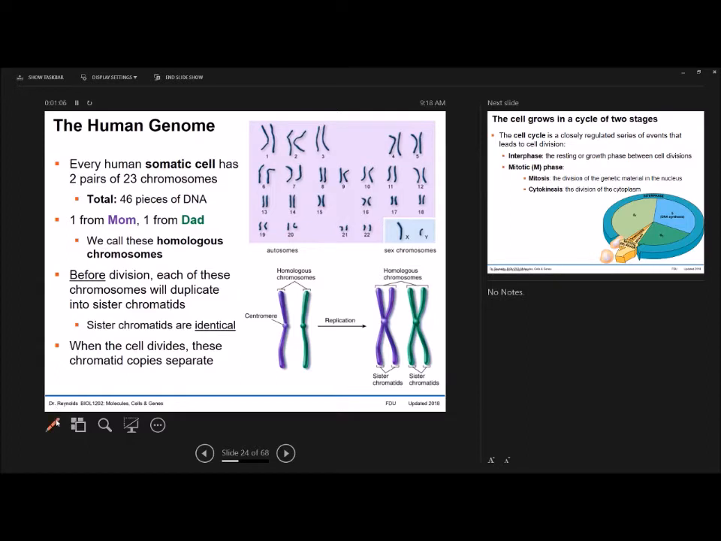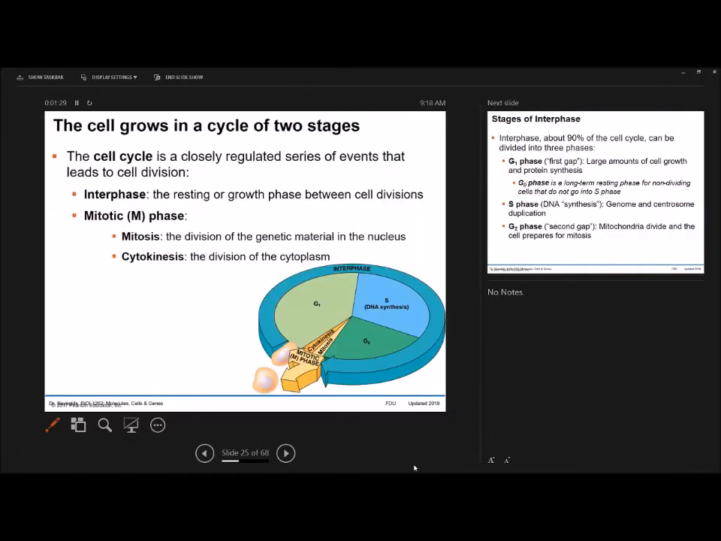Okay? So here is one chromosome, say from mom. Here's a second chromosome from dad. These are homologous chromosomes. When they duplicate, each one forms a pair of sister chromatids that is identical. All right? Now we're going to talk about how these divide, okay?